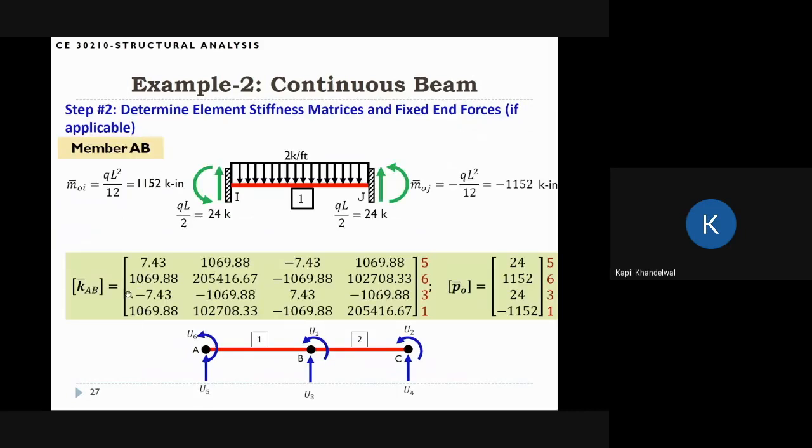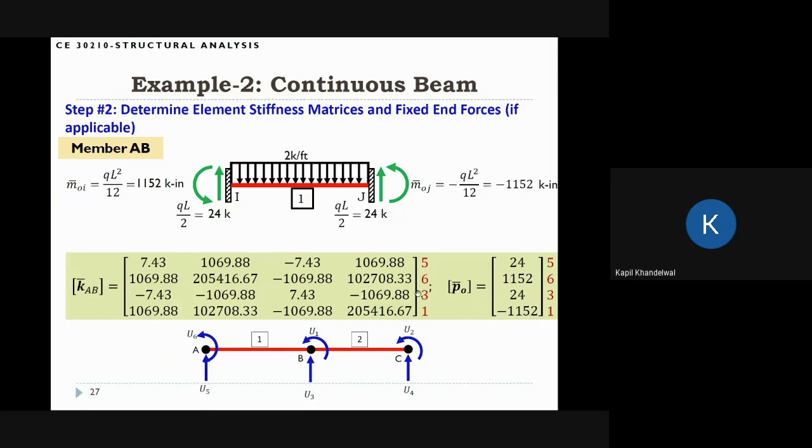You can see that when I use the correct unit, these are the numbers I will get for the stiffness. And for the fixed end forces, because some of the numbers are given in kip-feet, I have to convert them into kip-inches. If I do the correct algebra and convert these forces, I will get these numbers. These are the 4 numbers I will get. And you can see that 24, so I should arrange, and this is the I degree of freedom. So my P0 vector should be 24, 1152, 24, minus 1152. This is the arrangement of the P0 vector.